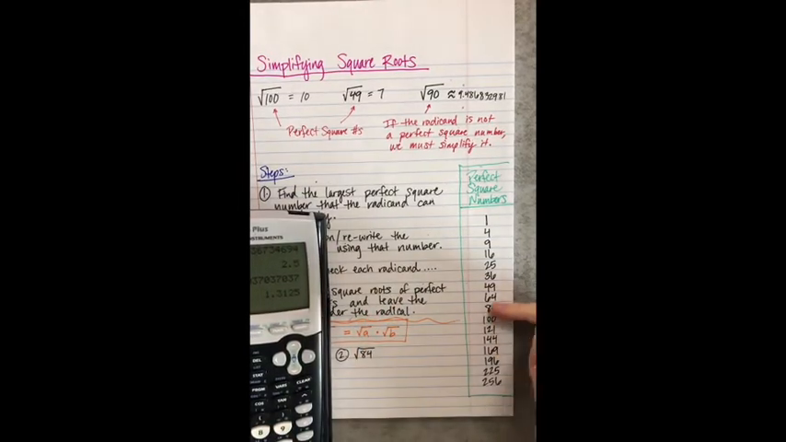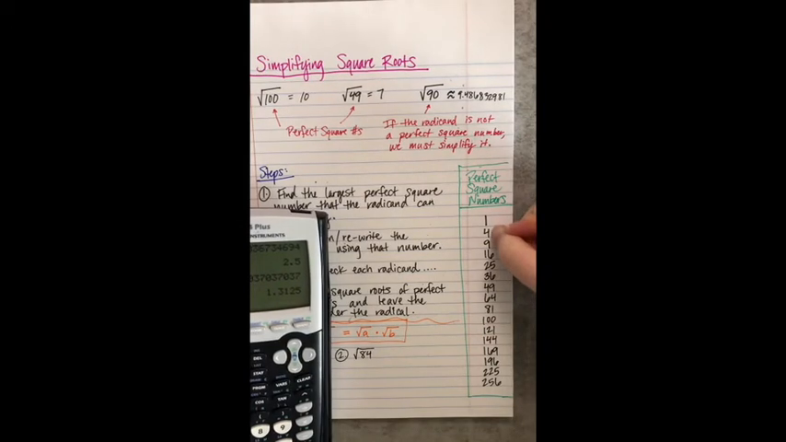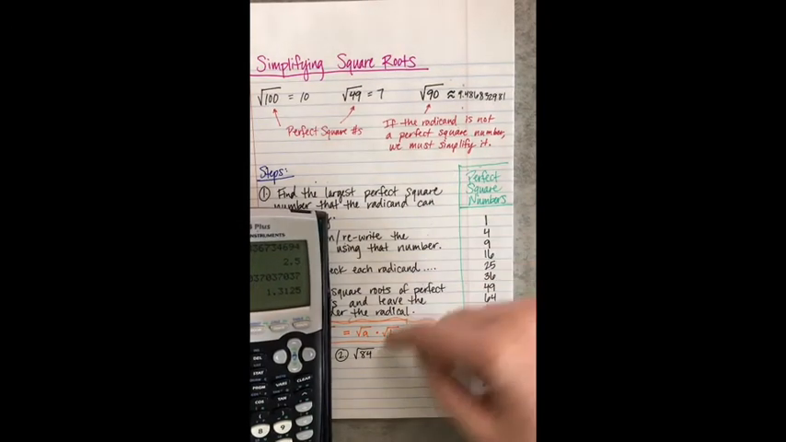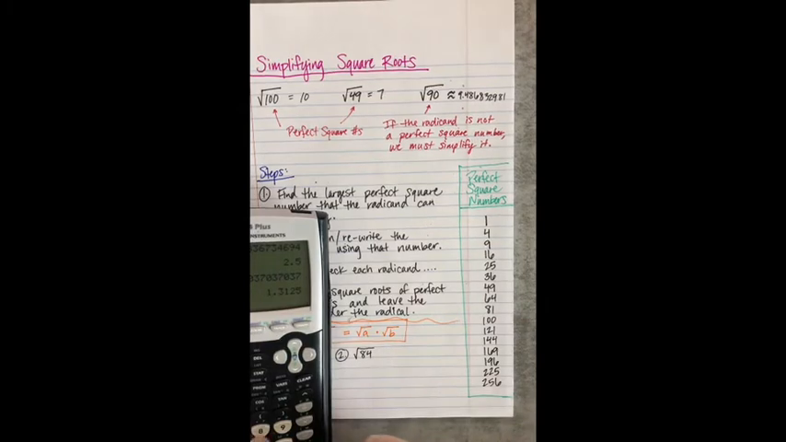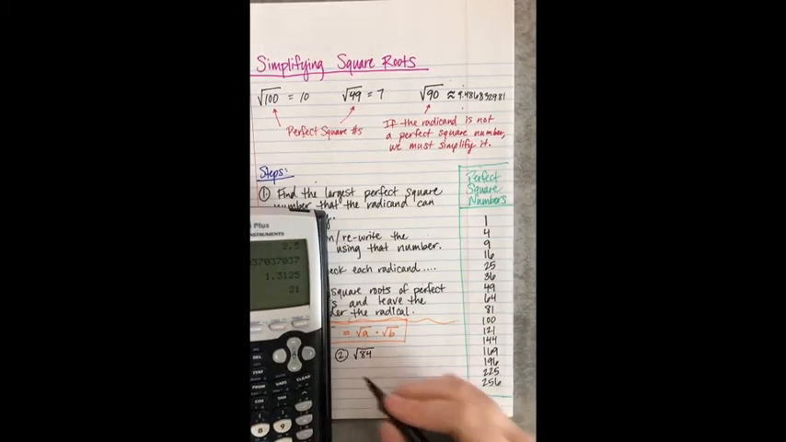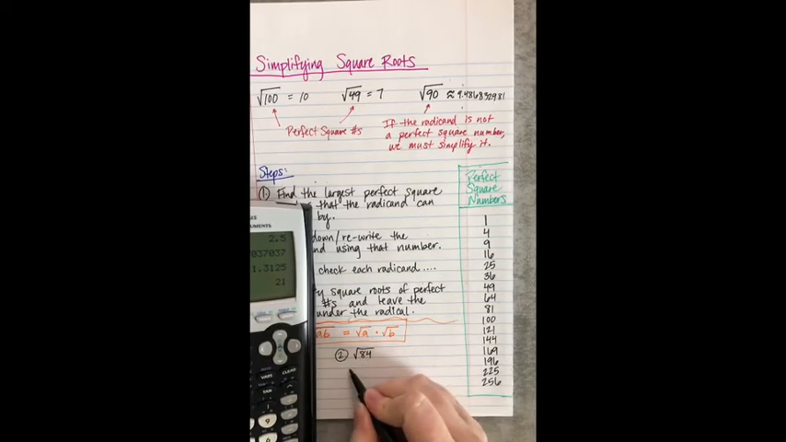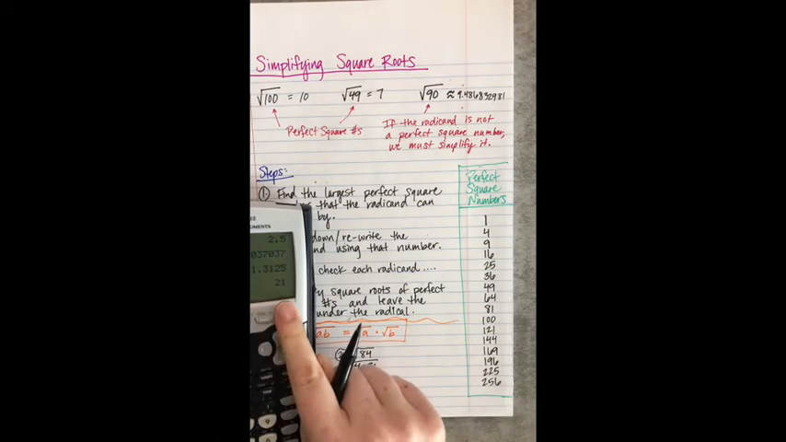Now, if you're pretty good at your multiplication skills, then this number 4 might jump out to you right away, and I hope it does. 4 definitely goes into 84, so let's just double check it. 84 divided by 4 is 21. So I'm going to rewrite square root of 84 as the square root of 4 times 21.